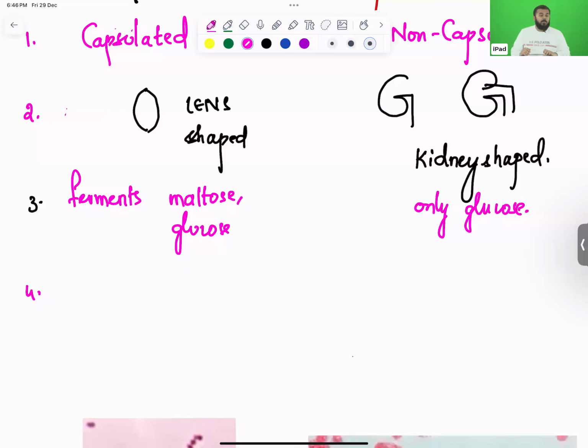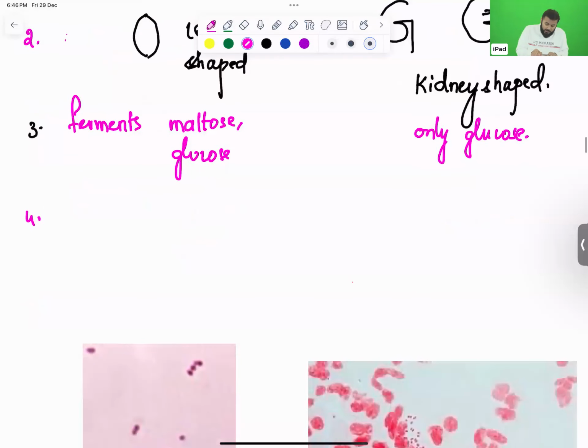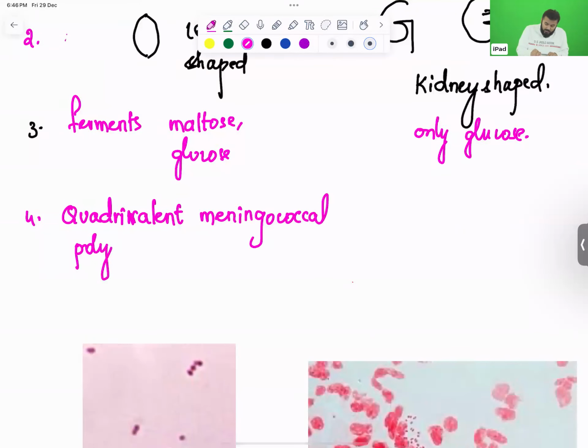Okay. Fourth important thing, when it comes to the vaccine part, do you have a vaccine for meningococci? We have a vaccine for meningococci. Regarding this vaccine, I will go into a little more detail in a minute. But for now, what you need to know is that the vaccine is called the quadrivalent meningococcal polysaccharide vaccine. Bas iska naam yaad rakho. Even if you don't remember, that is fine. Just remember that I've told you something called a quadrivalent vaccine. Why it is quadrivalent, I'll come back to you.